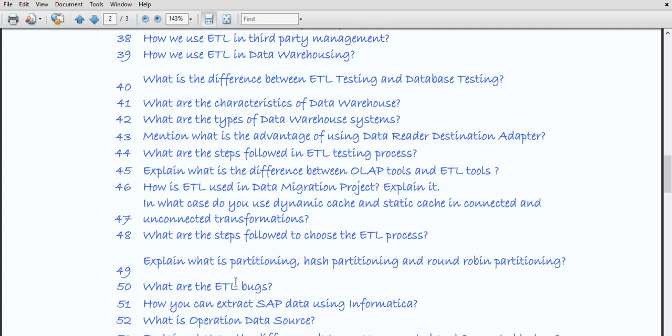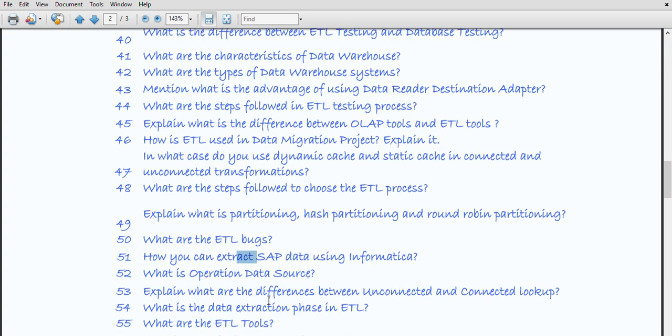Then, what are the different ETL bugs? The source bug, load condition bug, ECP related bug, user interface bug, and calculation bugs are some different ETL bugs. Then, how can you extract SAP data using Informatica? With the PowerConnect option, you can extract the SAP data using Informatica. PowerConnect is used to connect and import the source from an external system.